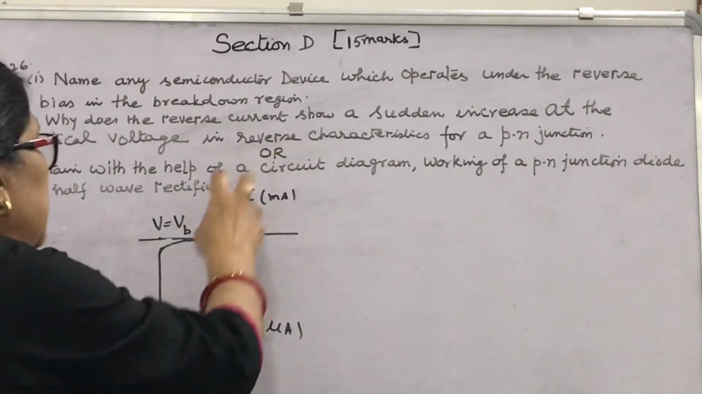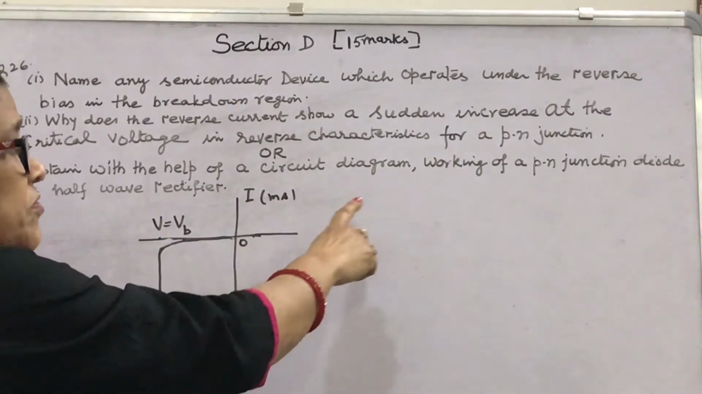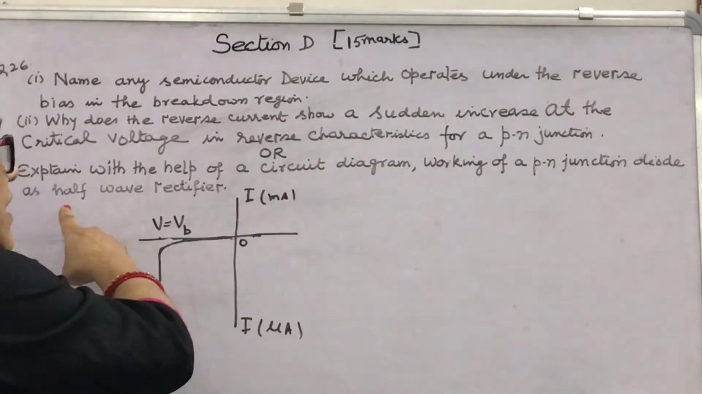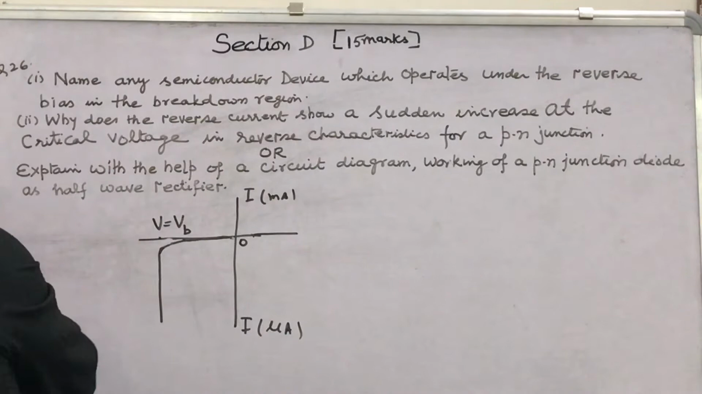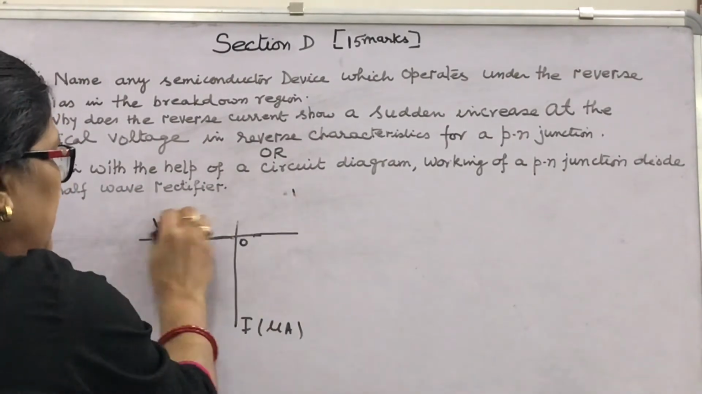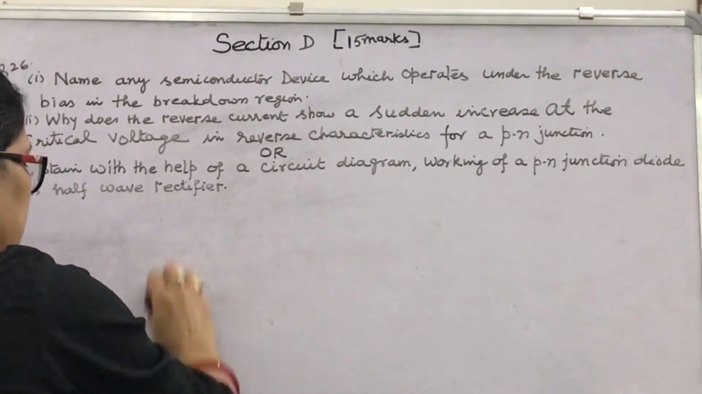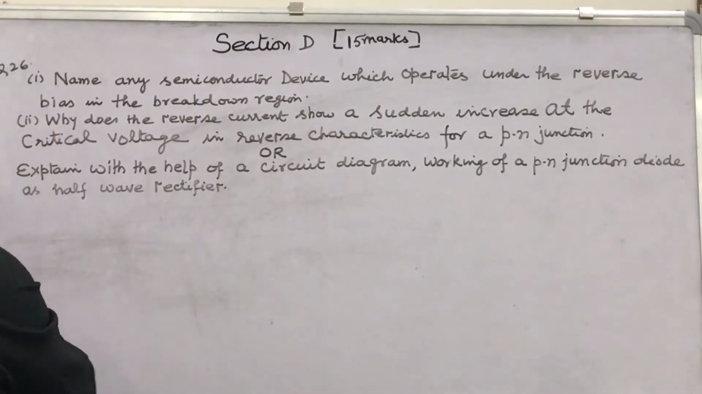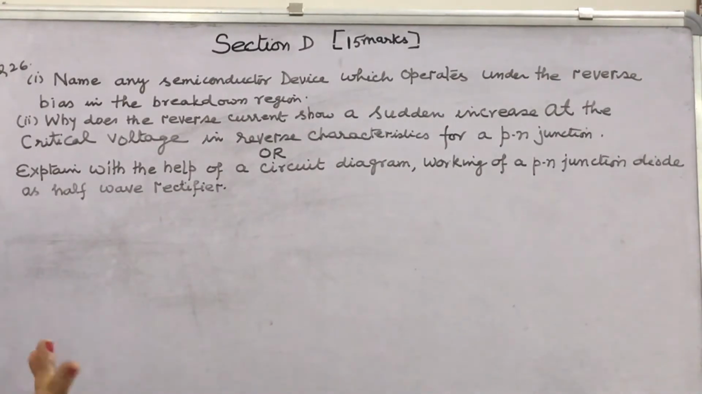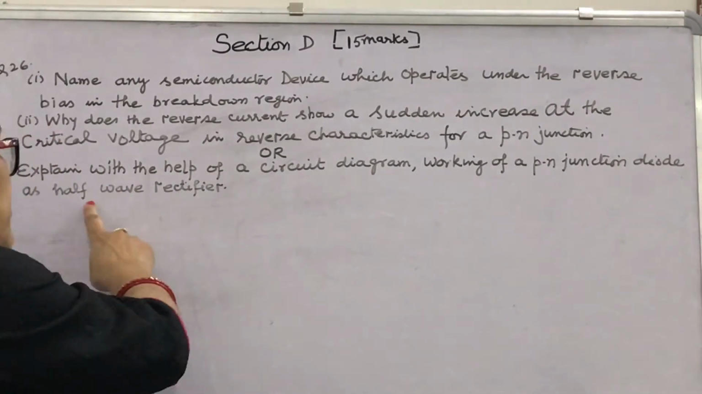The choice question is: explain with the help of a circuit diagram the working of a PN junction diode as a half wave rectifier. What is the meaning and purpose of a rectifier? A rectifier is a device which converts alternating current into direct current. This one is a half wave rectifier.